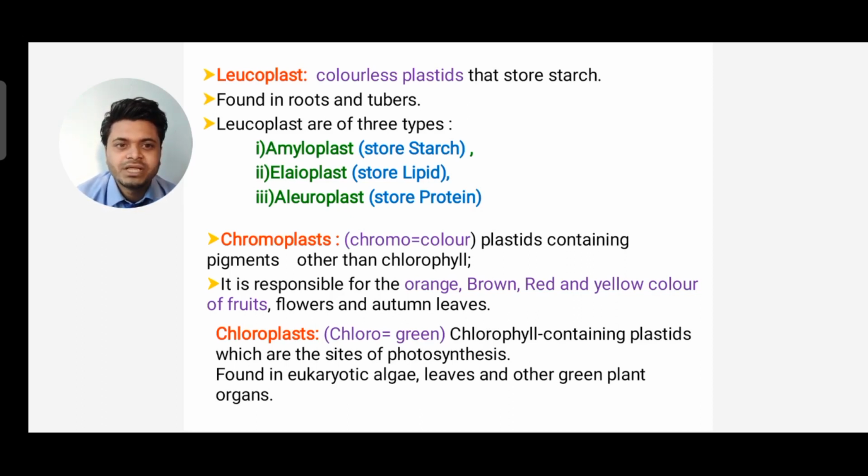And what is chloroplast? The green one, right? So chloroplasts contain chlorophyll pigments, which are the site of photosynthesis. And where are chloroplasts found? They are found in eukaryotic algae, leaves, and other green plant organs. So leucoplasts are the colorless ones, chromoplasts are all colors except green, and chloroplasts are the green pigment.